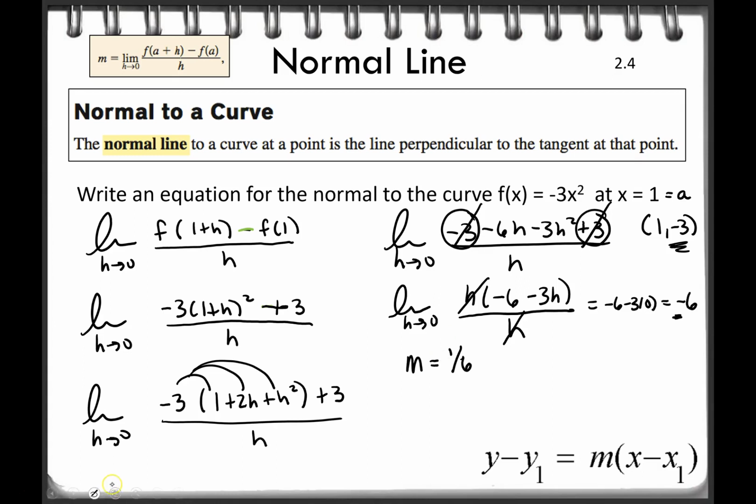All right, so our final answer is going to be y minus -3 equals a slope of 1/6, x minus 1. Well, y minus -3 is y plus 3, and this is our answer. Let's check it with the graph.